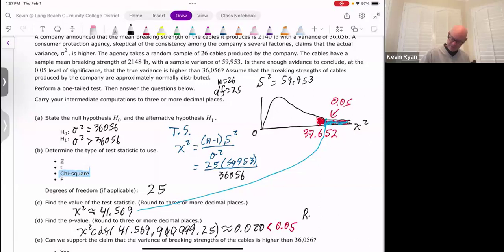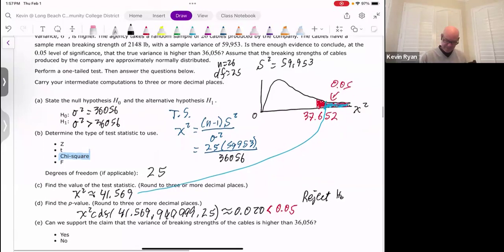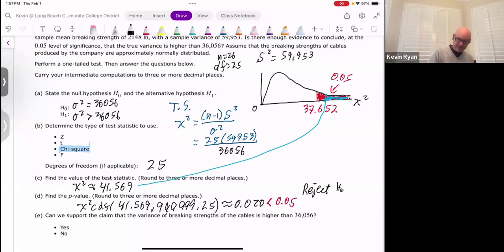Which means we need to reject the null hypothesis. So do we think that it's higher than that? Yes, we do. Because we're throwing out the null hypothesis, which means we're going with that it's larger. A lot of moving parts on that one. I know the ones with the chi-squared are quite a bit more work.